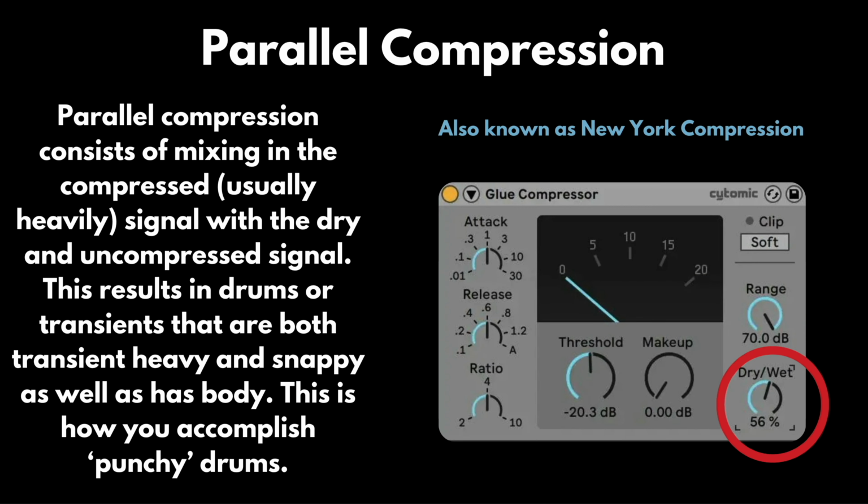So parallel compression consists of mixing in the compressed, usually heavily compressed signal with the dry and uncompressed signal. This results in drums or transients that are both transient heavy and snappy, as well as having body. This is how you accomplish punchy drums.